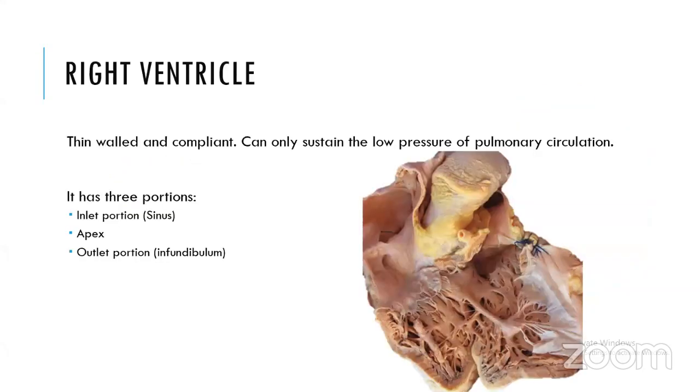Right ventricle. The right lower chamber of the heart is thin-walled and compliant and can only sustain the low pressure of pulmonary circulation. The right ventricle has three portions: the inlet portion, also called the sinus portion here, the outlet portion, the infundibulum, and the apex.